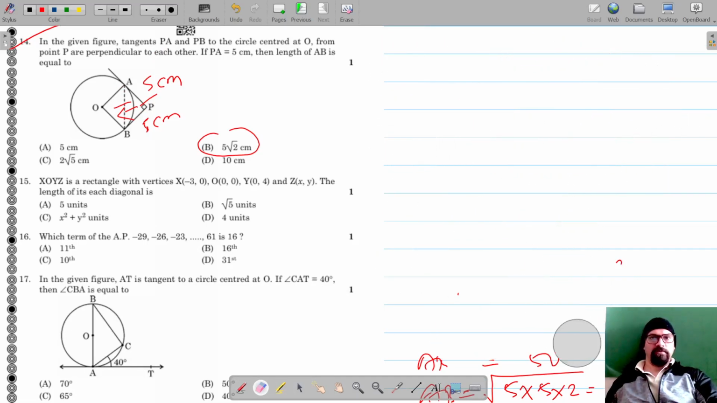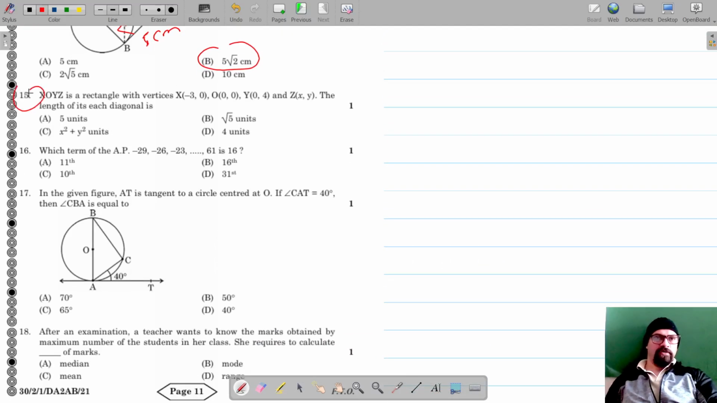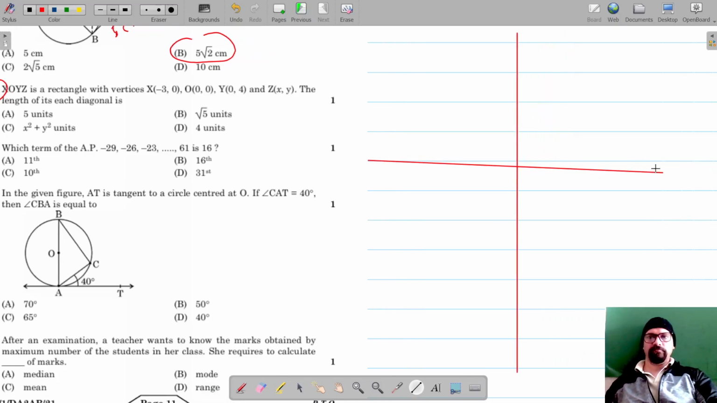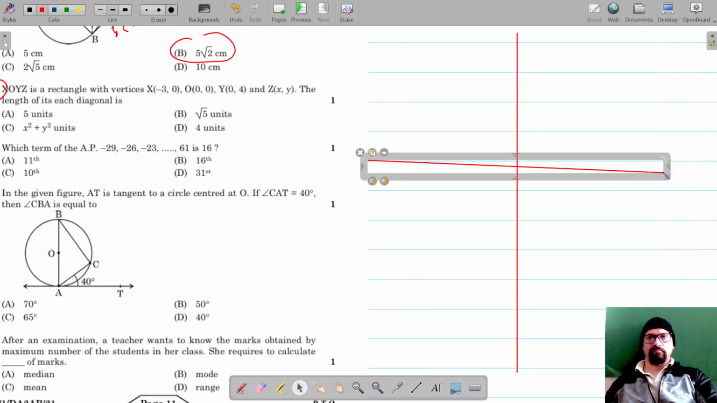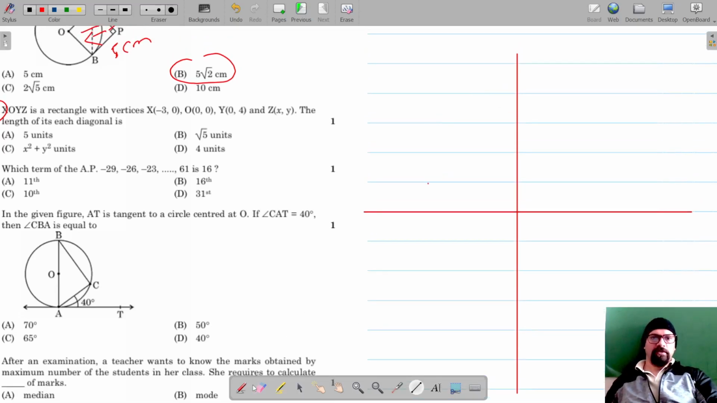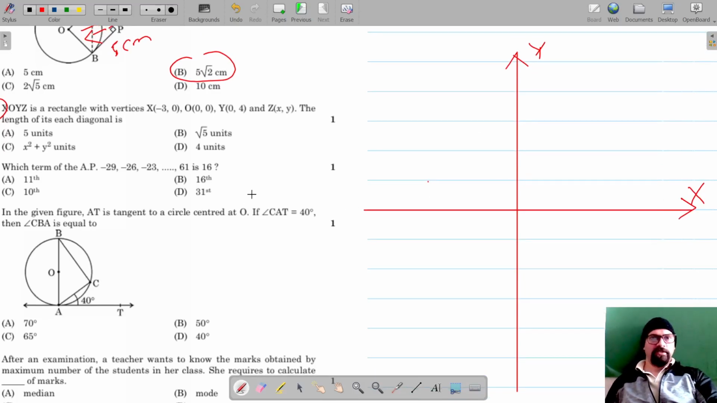Okay, moving on to question number 15. It's given that XOYZ is a rectangle with vertices in the Cartesian plane. So let's say this is our Cartesian plane with the X and Y axis, these are the coordinate axes with Y as the vertical axis and X as the horizontal axis.